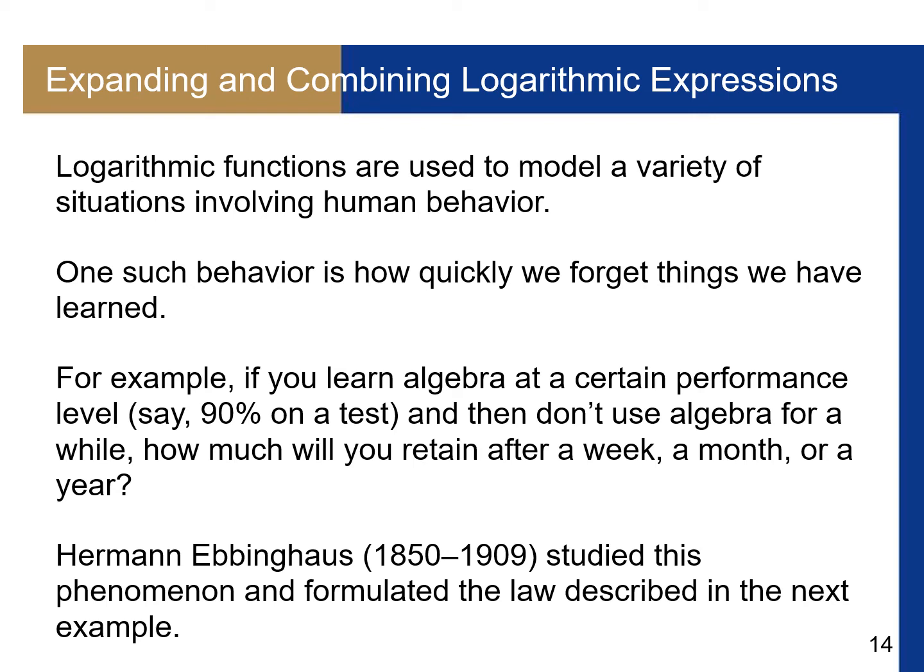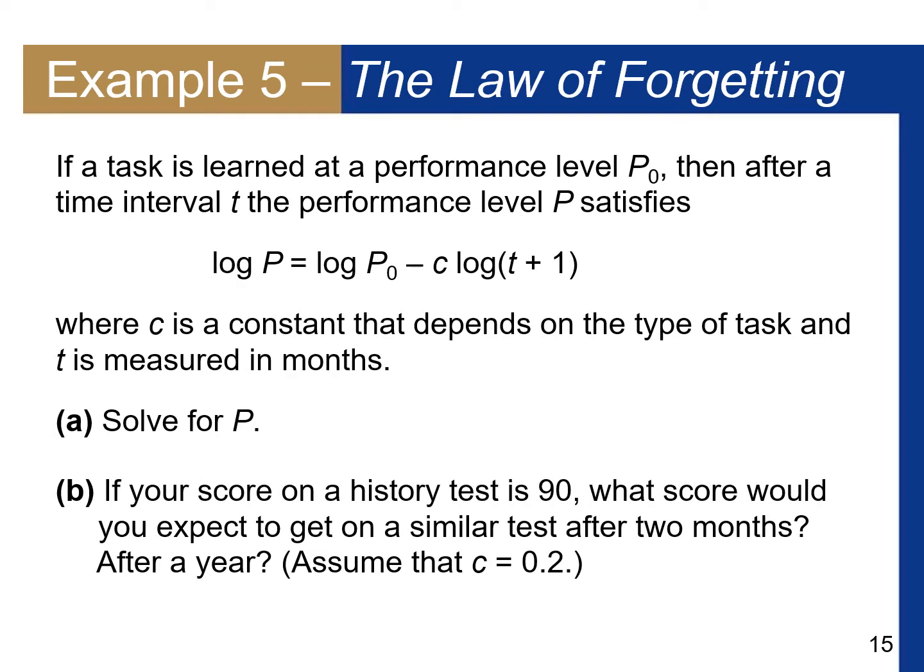Hermann Ebbinghaus, which is a German name, studied this phenomenon and formulated a law to describe it in this next example. The task is learned at the performance level P sub 0. Then after a time interval, you would have P = P sub 0 minus c log of (t plus 1), where the constant c depends on the type of task and t is measured in months. So you're going to want to solve for P.